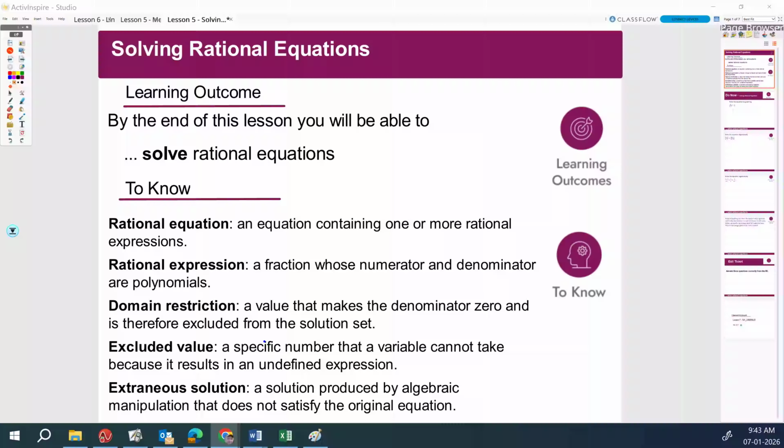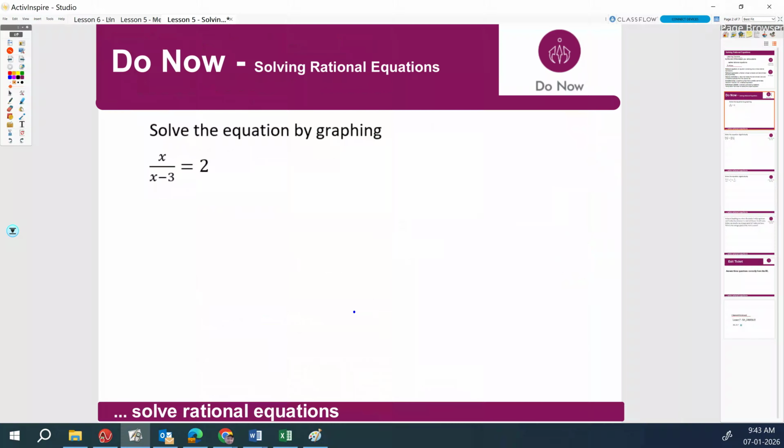Okay, welcome. Today we are going to look at solving rational equations. We have a couple of techniques for this. We want to solve them graphically and we want to solve them algebraically. So first up, we're going to work with solving an equation by graphing.